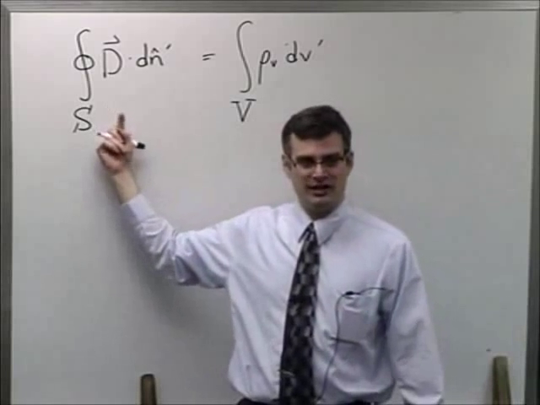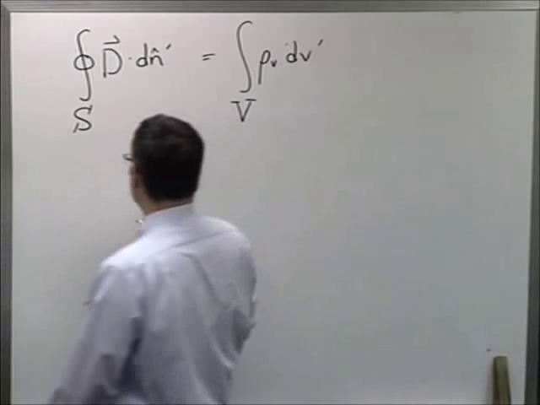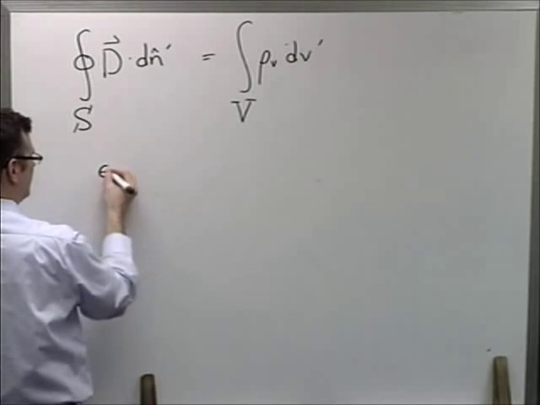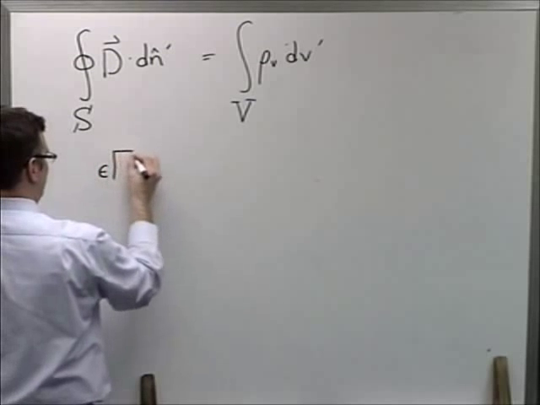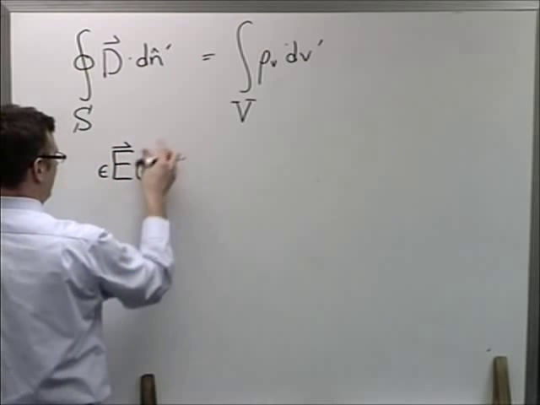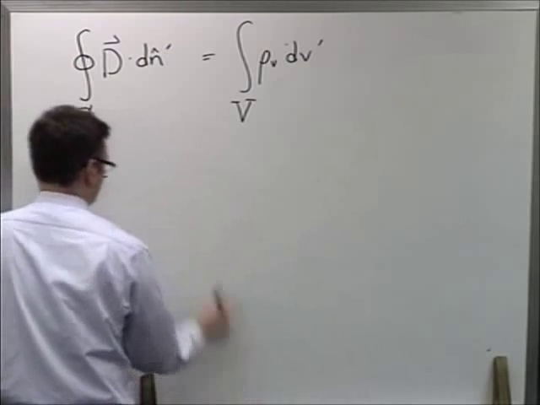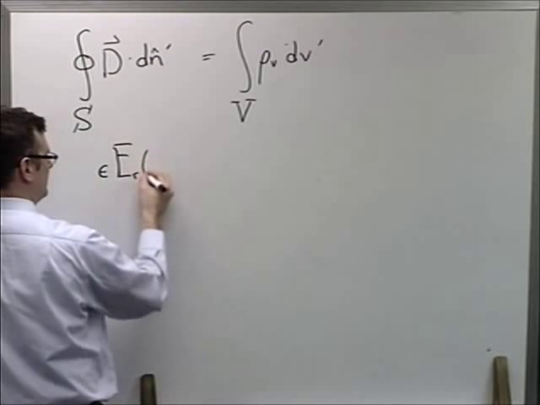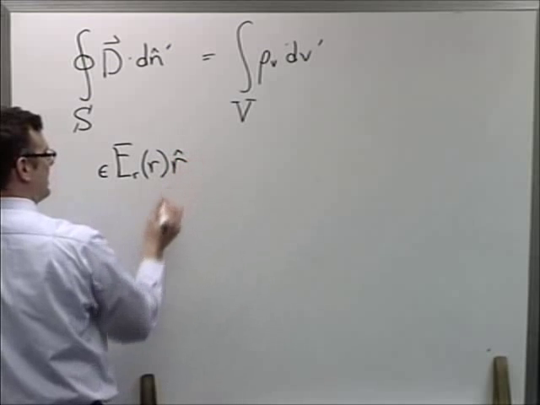In fact, it'll be so simple that this first one we don't even have to integrate. We don't even have to know any calculus to do that. Why is that? Well, think of it this way. My D field is my permittivity in farads per meter times my E field, which we said was just the r component of the E field. All the other components should be zero. And that will only depend on r, and it will be in the r hat direction.